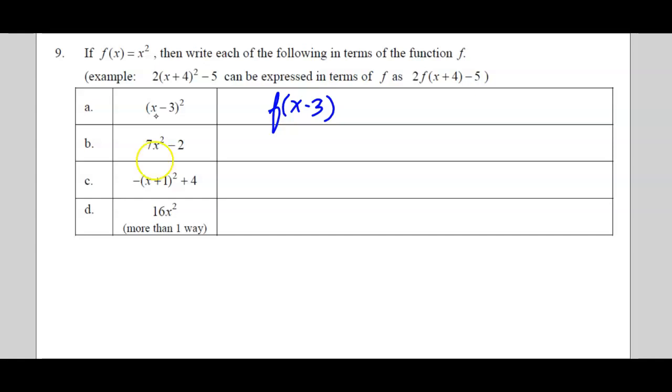Okay, next one, this 7x squared minus 2. Well, this is x squared. Okay, so obviously I have to multiply f by 7 and then subtract 2. Because f of x is x squared.